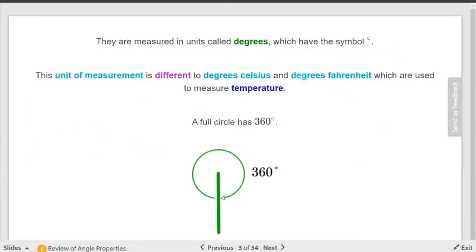Okay, now, the unit of measurement that we use for measuring angles is called what? Degrees. And it's based on a circle, and if you go all the way around a circle, it's how many degrees? 360. And remember, that phrase, full circle, is very important.